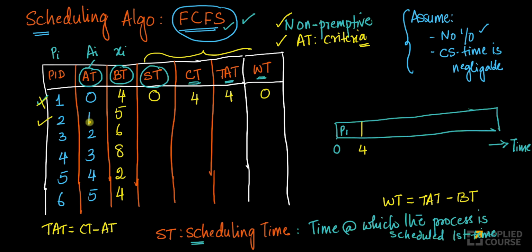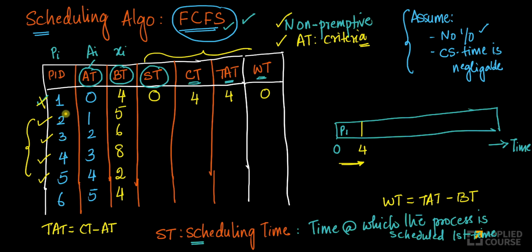P2 arrived at 1 unit of time. P3 arrived at 2 units of time. P4 arrived at 3 units of time. P5 also arrived at the 4th unit of time. Which means my ready queue now consists of P2, P3, P4, P5. Because by the time I spent 4 units of time, or 4 seconds, let's just call my units of time seconds for simplicity, I already have P2, P3, P4, P5 in my ready queue.